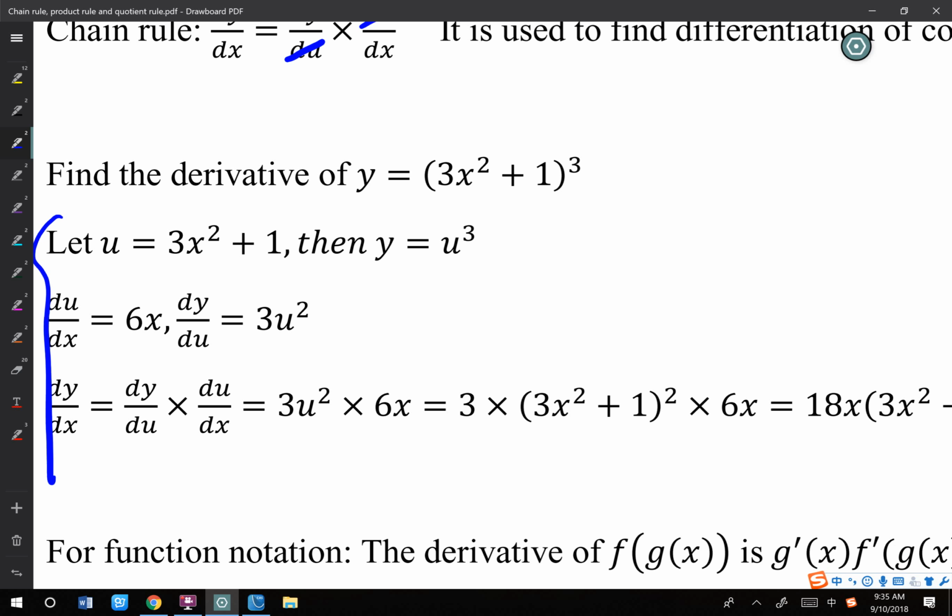Then we can do any calculation we need. I don't need to expand. If I expand, it will be the same result as expanding and then differentiating, but I don't need to expand. Just leave it like that. It's quite like factorized form, and it's quite simple.